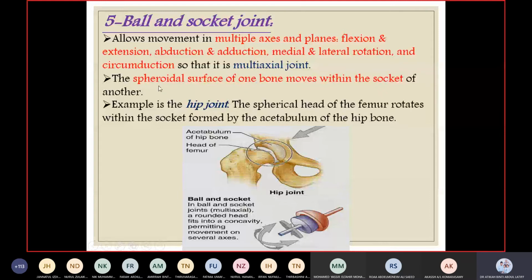Usually one bone has a spheroidal surface which moves within the socket of another, so it's called ball and socket. For example here, the head of the femur acts as the ball and the socket is the acetabulum of the pelvis or hip bone. Another example is the shoulder joint, where the head of the humerus connects with your scapula.